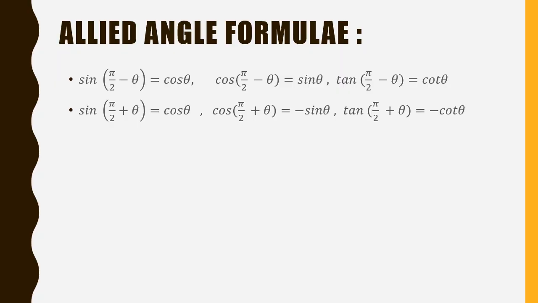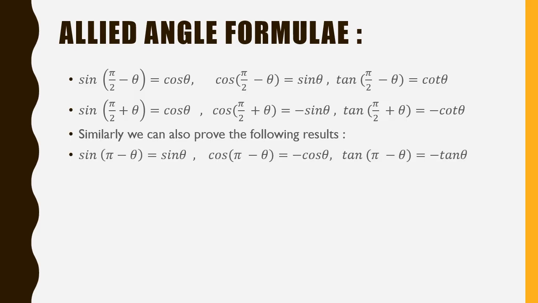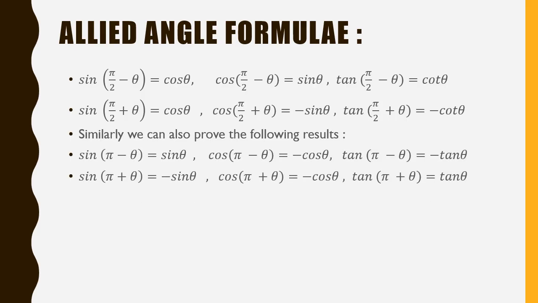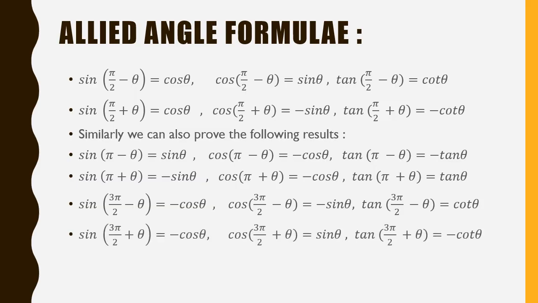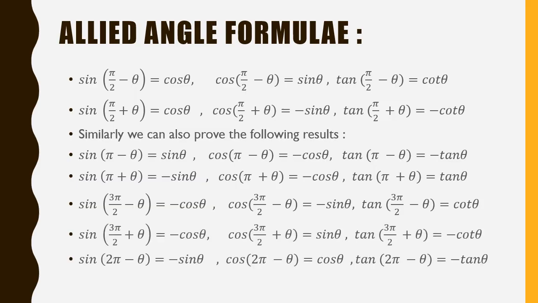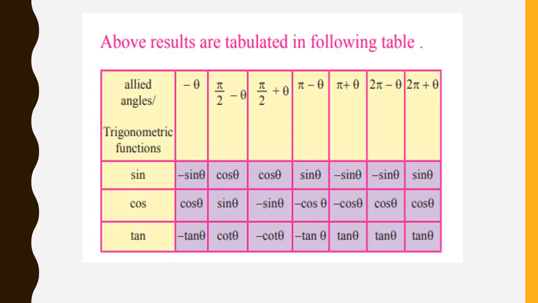Sine pi by 2 minus theta, these formulas we have seen. Okay. Now we can prove the other results also. Sine pi minus theta, cos pi minus theta, tan pi minus theta. Same way, pi plus theta, all three formulas. Then 3 pi by 2 minus theta and 3 pi by 2 plus theta. Similar way, 2 pi minus theta also. So this table is given in your textbook and you can see there are so many formulas to remember.